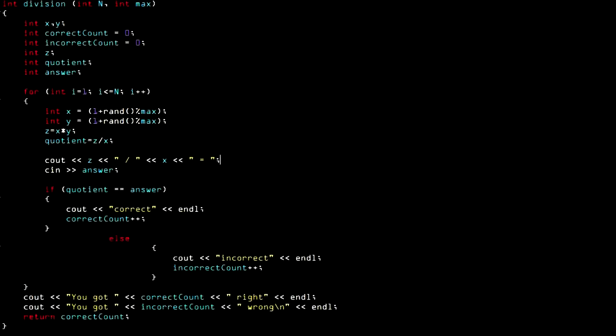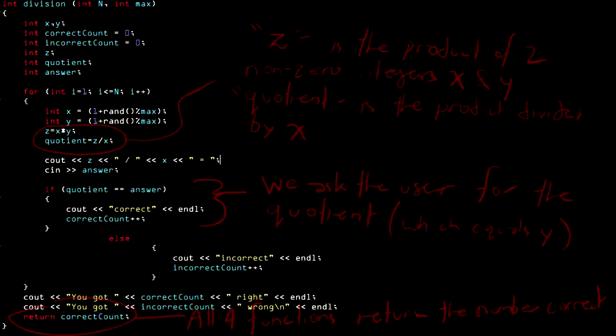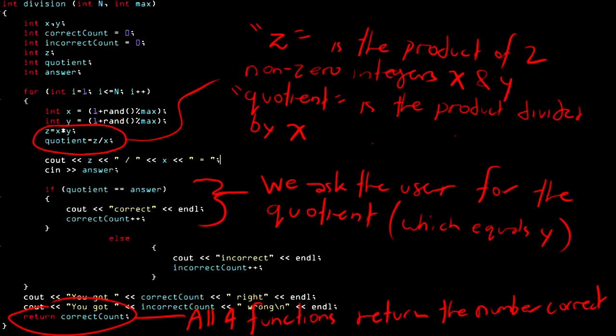Last but not least, we have our division function. Here, the challenge is to make sure that we don't end up with a remainder or a decimal answer. In order to do this, we find the product of two non-zero random numbers and ask the user for the quotient of that product divided by one of two random numbers. We then use an if statement to compare the user's answer to the quotient to see if their answer is correct. So technically, our chosen maximum will limit our answer.